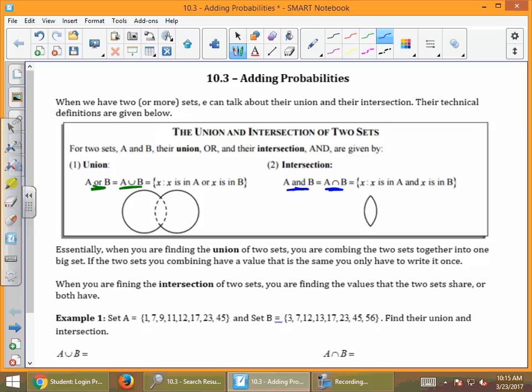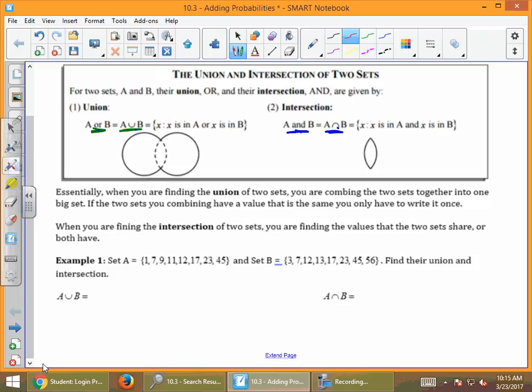Any questions over that? If you see the word or U, you're doing a union. If you see the word and or an upside down U, you're doing intersection. The upside down U kind of looks like an N, and there's an N in the word and, so that's one way to remember it.